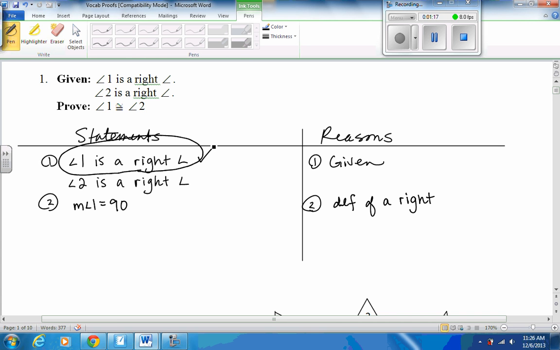Well, that got us somewhere. What about the second thing we're told? Angle 2 is a right angle. Well, in the same step, we can actually say that the measure of angle 2 is 90. We're using the same reasoning, so we're going to use the same step to do it. Statement 2: the measure of angle 1 equals 90, and the measure of angle 2 equals 90. And we're supposed to somehow prove that 1 and 2 are the same, that they're congruent.